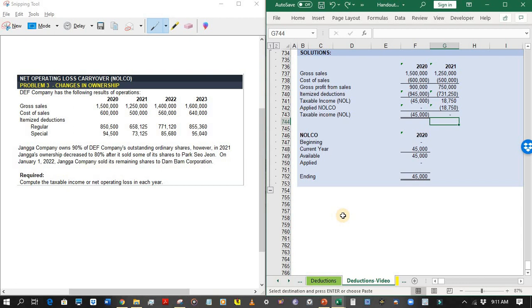However, the number of shares sold by Janga Company, which is a shareholder of DF Company, is not considered as substantial because it only involves 10% of the paid-up capital of the corporation. So let us now update our monitoring of NOLCO for 2021. So we will start with a beginning balance of 45,000 pesos. And of course, there is no increase in 2021. So our available is still 45,000 pesos. However, there is an applied NOLCO during the year, which is 18,750 pesos.